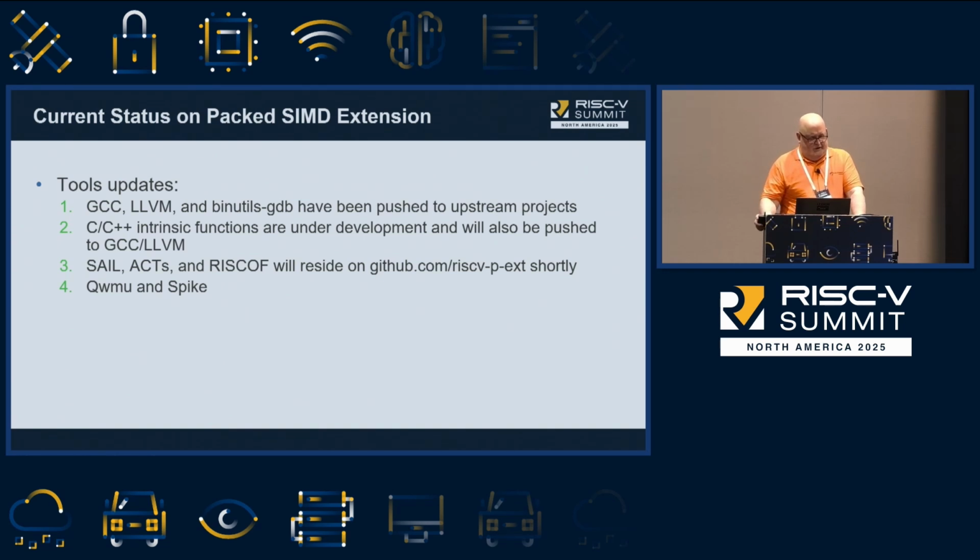Tool-wise and update-wise on the ecosystem, GCC, LLVM, binutils, and GDB work has been done. The majority of that's been pushed into upstream projects. The C++ intrinsic functions are currently under development and will also be pushed to the repos. The Sail code, the ACTs, and RISC-V work will reside in the GitHub P extension repo, and we have QEMU and Spike work that's currently under test at this point in time.